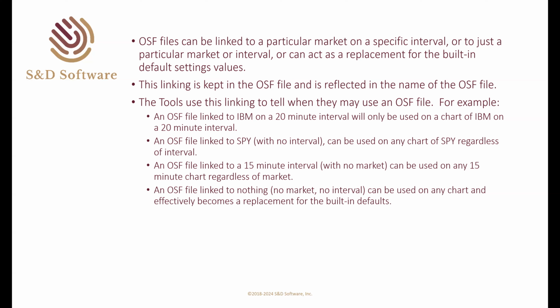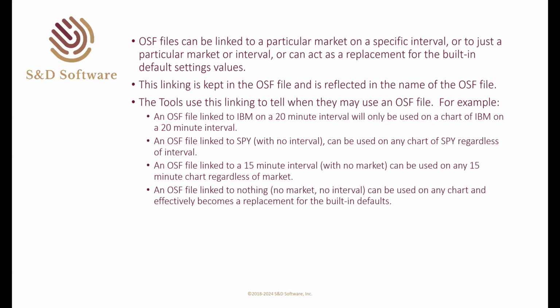And that association, that linking, basically tells the tools where they can use that particular OSF file. So for instance, if you've gone and created an OSF file for IBM on a 20-minute interval, that information will be stored in the OSF file. You've linked that OSF file to IBM on a 20-minute interval. And the tools then will only use that OSF file when you are looking at IBM on a 20-minute interval.